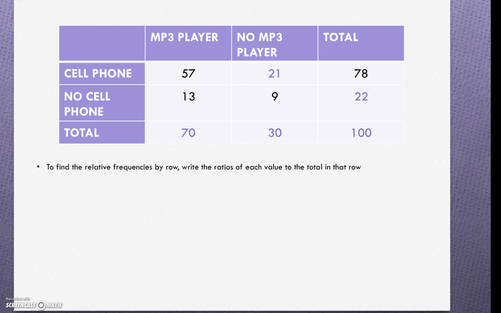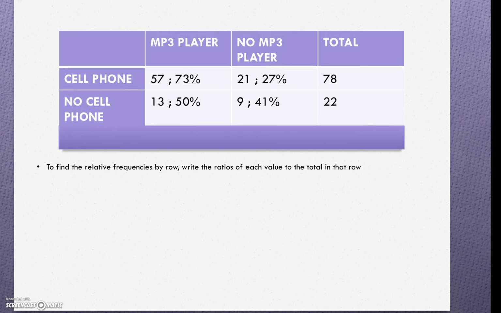Relative frequencies are, we already know this, and to find them, you write ratios of each value to the total in that row. So that'd be like 57 to 70, because 70 is the total in that column, or 57 to 78, because 78 is the total in that row. So you could just put that with all the rest of the numbers in the table and pretty much figure it out. I already made your relative frequencies, because it's really simple. You just simplify your ratios and turn them into percents. And if you don't already know how to do that, look at some of the other videos on this channel, and those might be able to help you out.